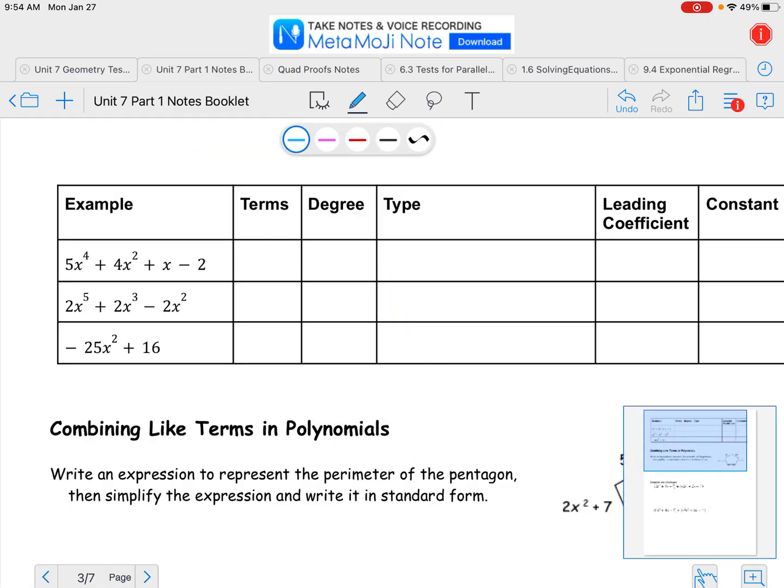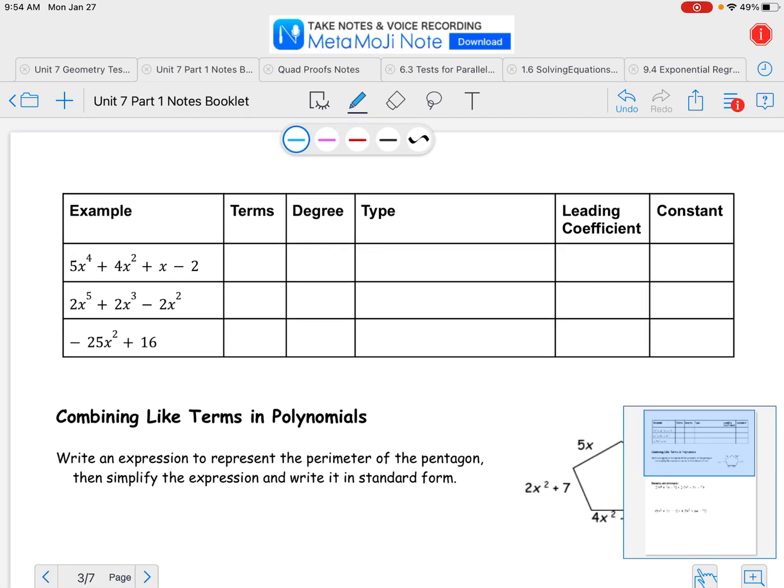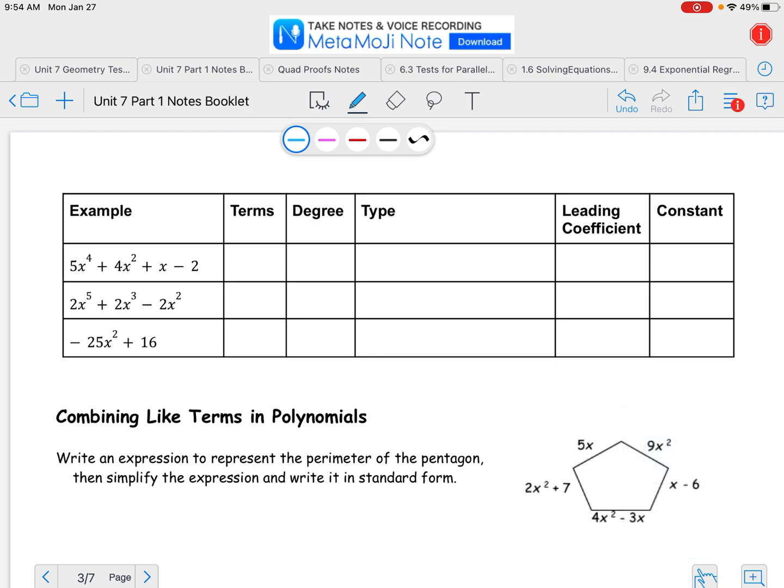That's standard form. So if we look at an example here, since the terms are separated by pluses and minuses, we have 1, 2, 3, 4 terms. Degree 4, because the highest exponent is 4, that's its degree. It's a polynomial. It has 4 terms. Sometimes you'll hear it called quartic, like quarter for 4, but in Algebra 1 you're not usually going to see those.